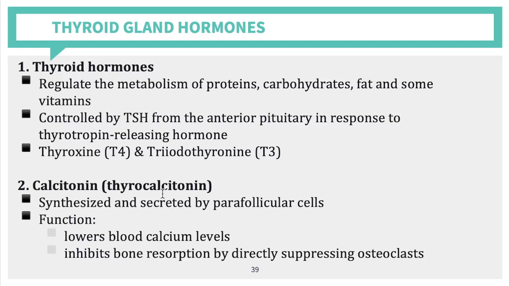And also remember, it can also produce your calcitonin. Your calcitonin or your thyrocalcitonin, it is synthesized and secreted now by your parafollicular cells. Remember, parafollicular cells produce your calcitonin. What will be the function? Lowers blood calcium level and it inhibits now bone resorption by directly suppressing your osteoclast.